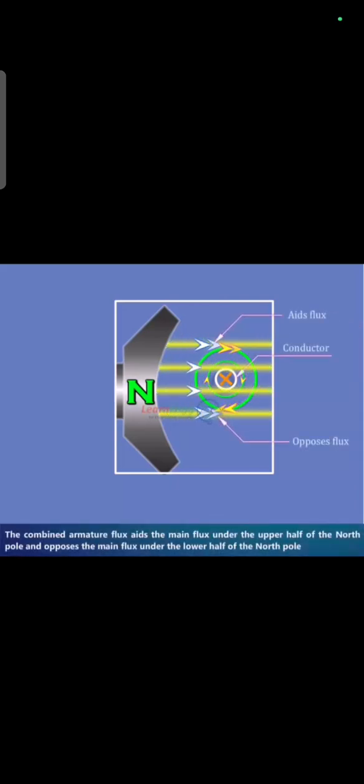Now, we can see the interaction between the armature and main flux. The combined armature flux aids the main flux under the upper half of the north pole and opposes the main flux under the lower half of the north pole. Hence, the flux lines in the upper half of the N pole are crowded.